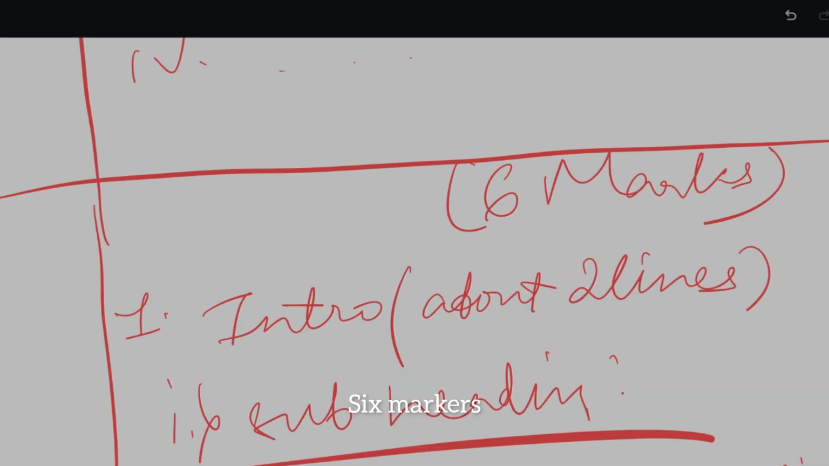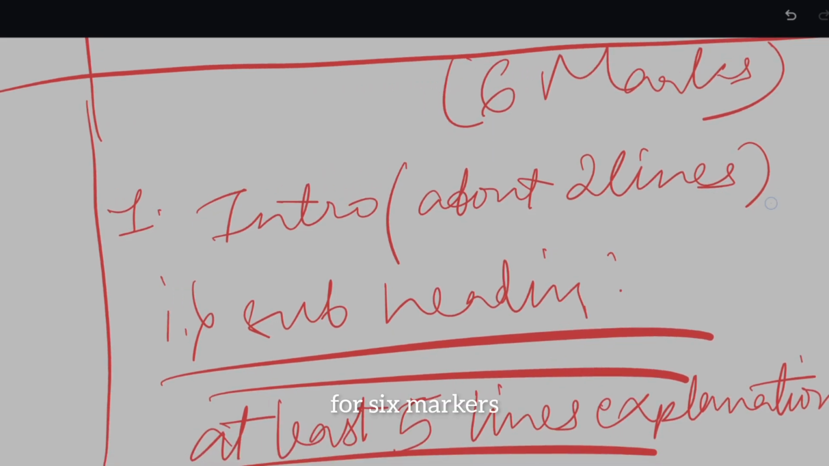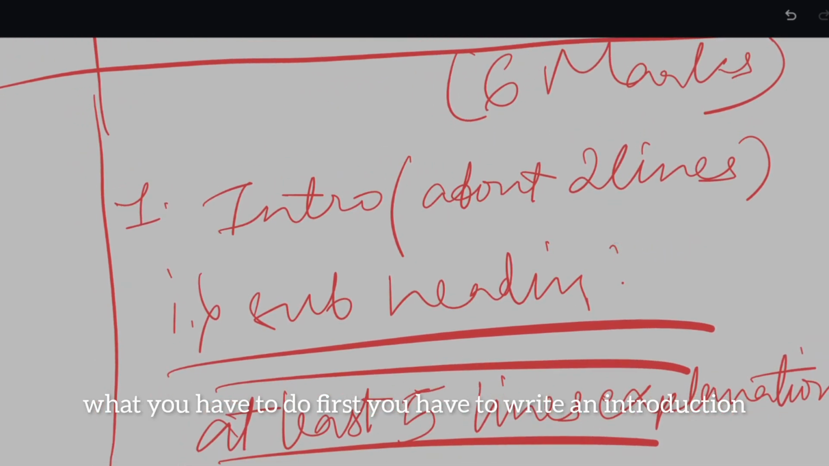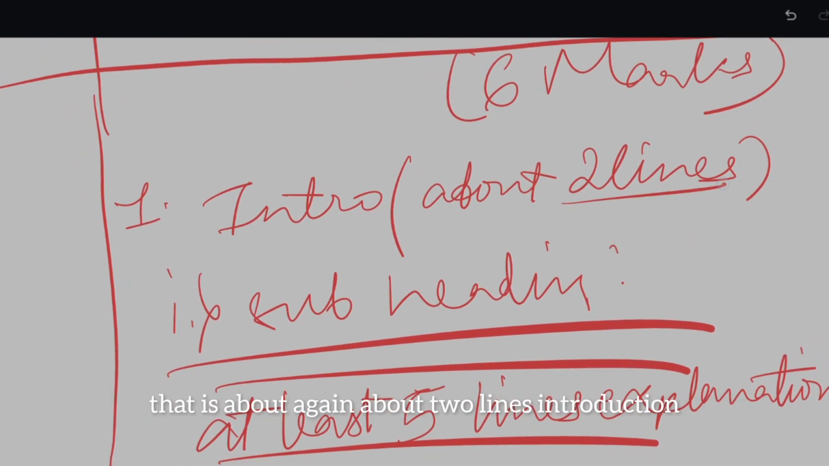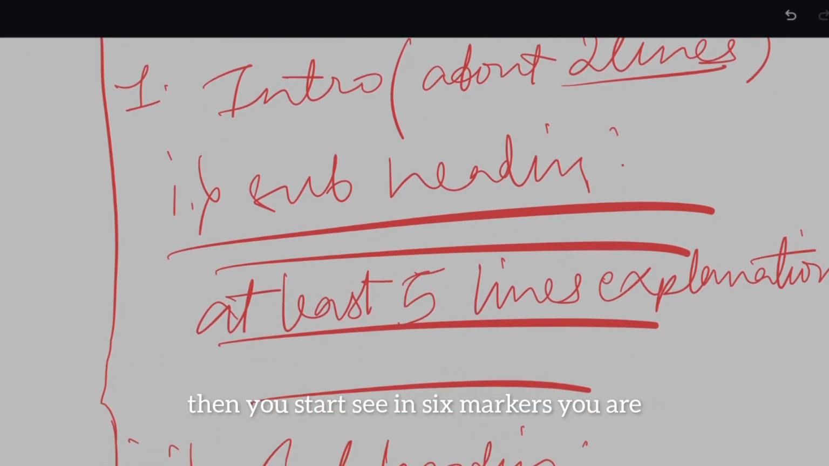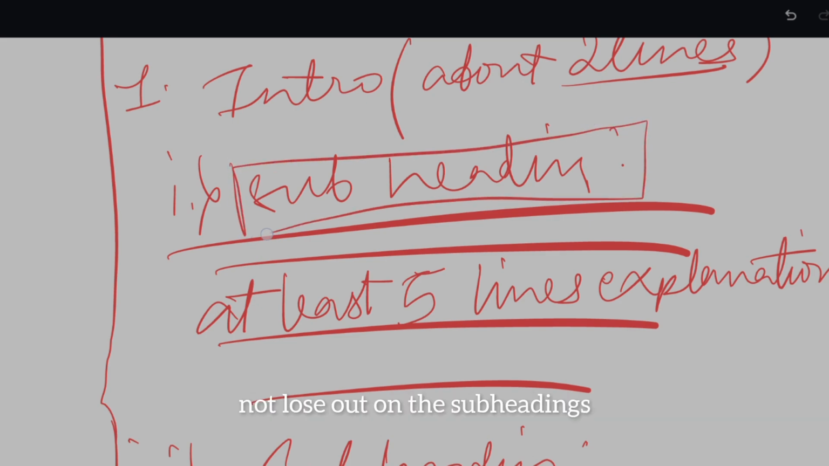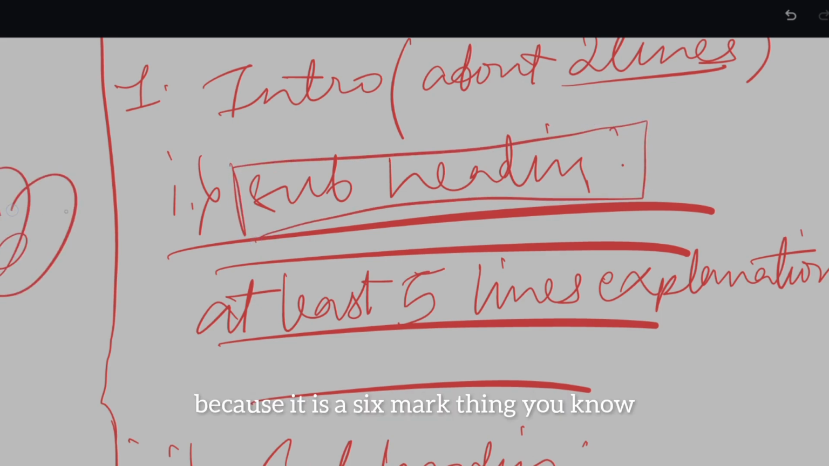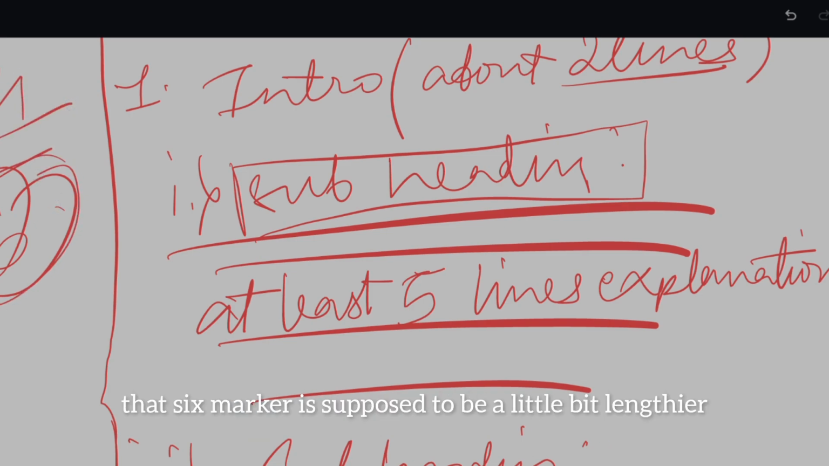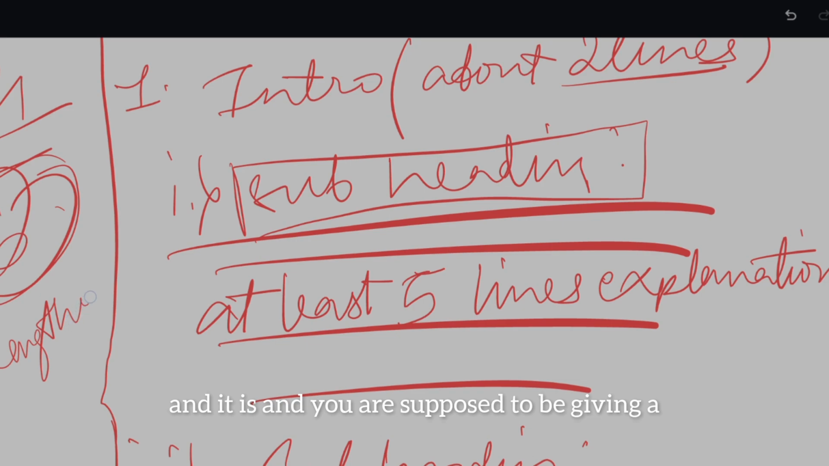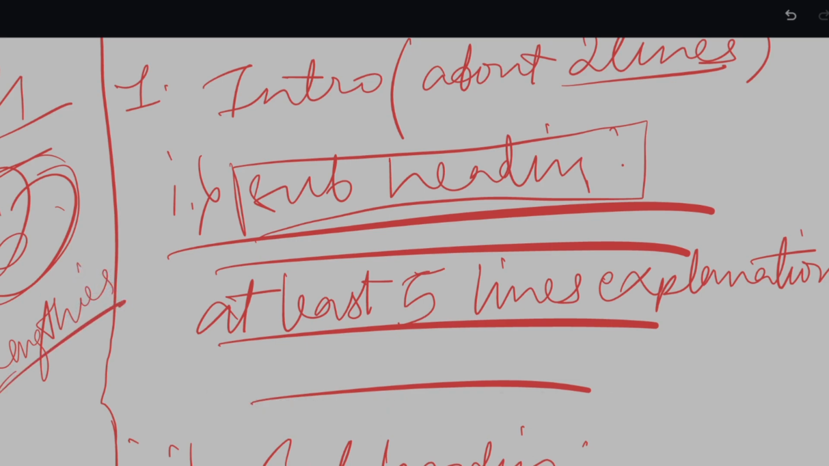Okay? 6 markers. For 6 markers, what you have to do? First, you have to write an introduction, about 2 lines. Then you start. In 6 markers, you are supposed to keep this in your mind that I will give a subheading. I will not lose out on the subheadings, because it is a 6 mark question. What makes your 4 marker and 6 marker different is that a 6 marker is supposed to be a little bit lengthier, and you are supposed to be giving a subheading in it. A subheading becomes important because it's 6 marks.